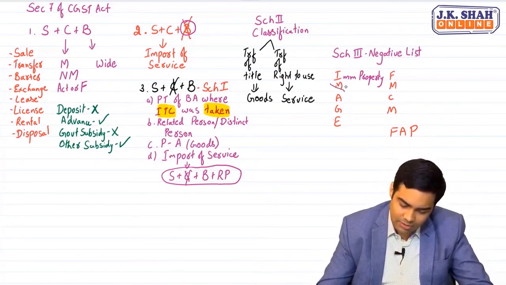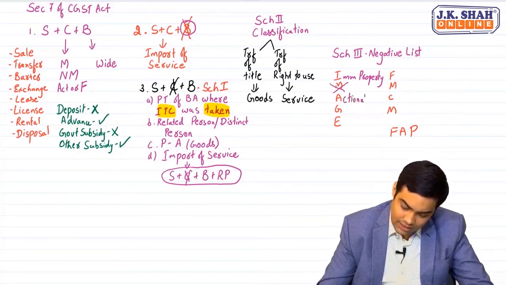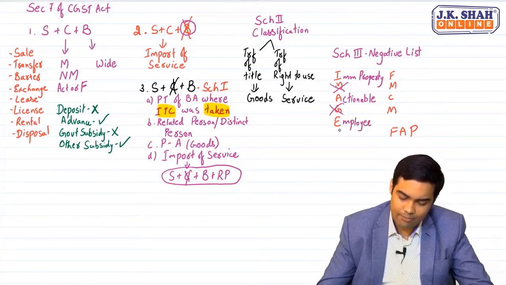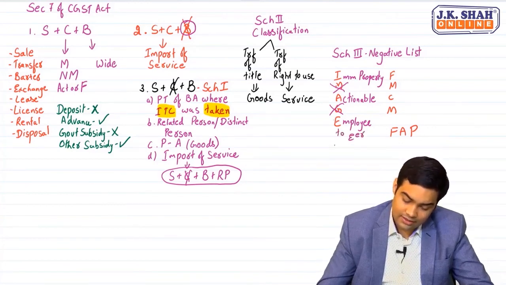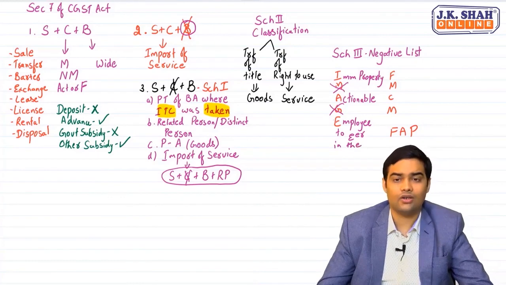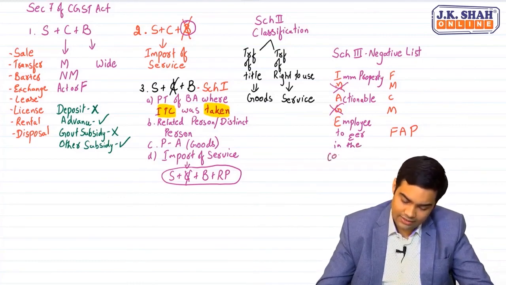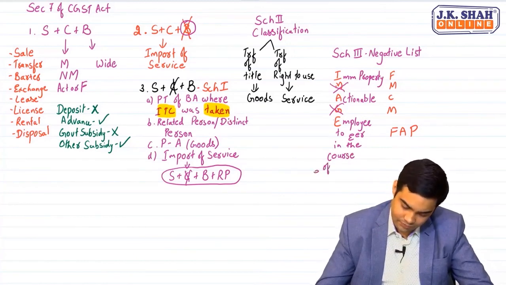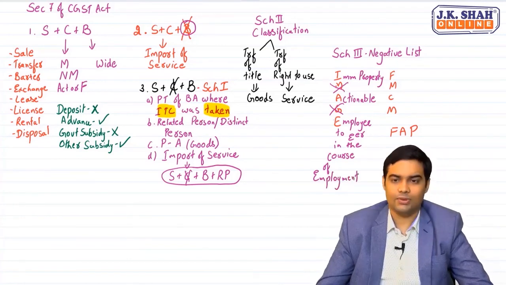M is just for remembering, nothing comes here. A is actionable claim other than betting, gambling, lottery. G, nothing. E, employee providing a service to employer in the course of employment. Very careful. In the course of employment. It should be part of employment contract. Only in that case, it is covered by negative list. Okay. Then we have FMCM, Finance Minister, Chief Minister.